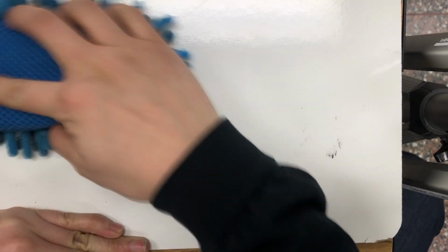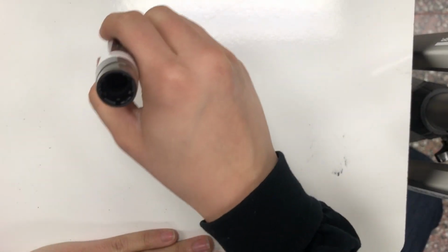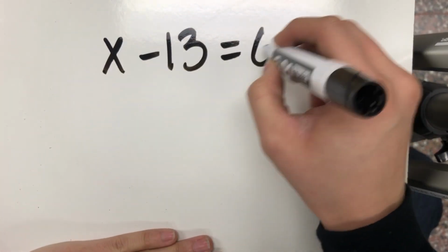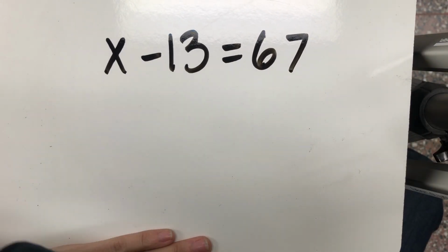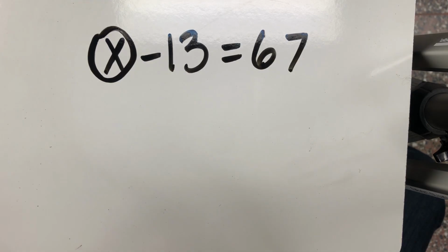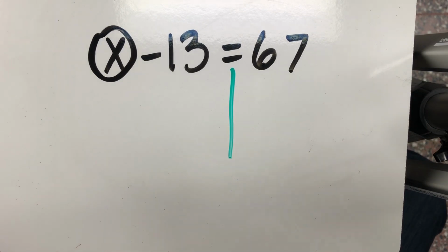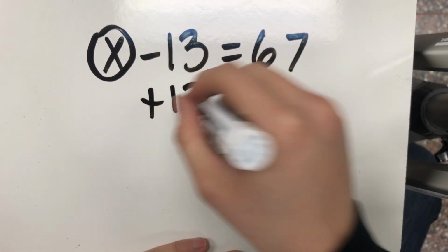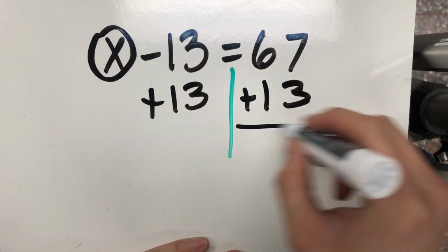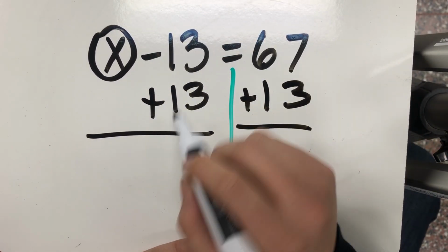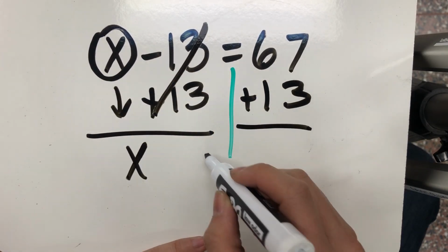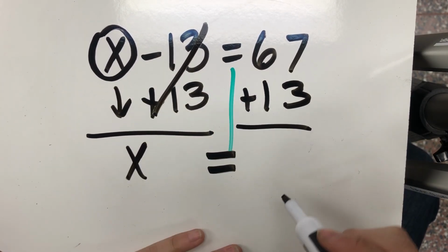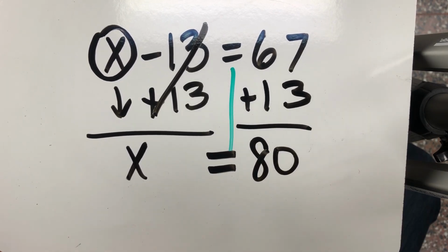Let's do one more problem. X minus 13 equals 67. I'm going to solve for this x. I'm going to split my equation down this equal sign to show what 2 sides I have to keep balanced. Right now I have an x minus 13. The opposite of minus 13 is plus 13. I've got to keep my equation balanced, so I'm also going to add 13 to my right side. Negative 13 plus 13 is 0. So I'm left with x equals 67 plus 13 is 80.